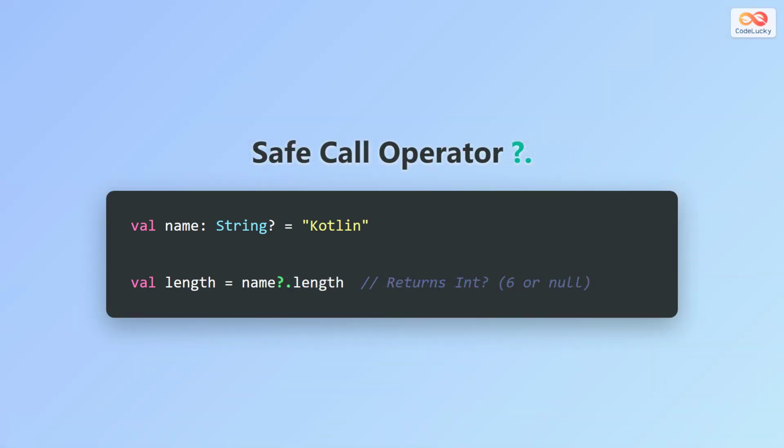To safely access properties on nullable types, Kotlin provides the safe call operator, written as question mark followed by a dot. When you use name?.length, Kotlin checks if name is null. If name has a value, it returns the length. If name is null, the entire expression returns null instead of throwing an exception. The result is of type Int?, meaning it could be either an integer or null. This pattern makes null handling safe and predictable.